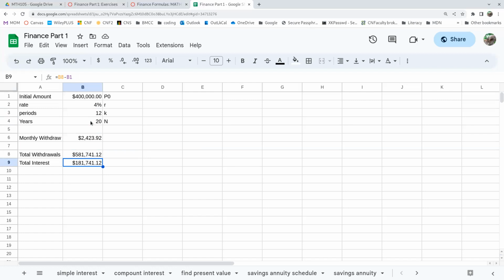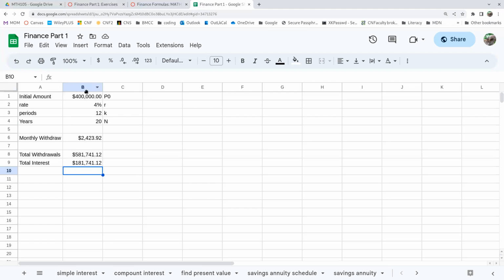Okay, but the catch is that some of the money I haven't withdrawn is collecting interest while it's hanging out. So the total interest I earned is just the difference between what I started with and my total withdrawals. The money in the bank started at 400,000 and then decreases by almost 2,500 per month, and over time I've accumulated almost $200,000 in interest, which is pretty awesome. So again, the power of interest rates and savings accounts.